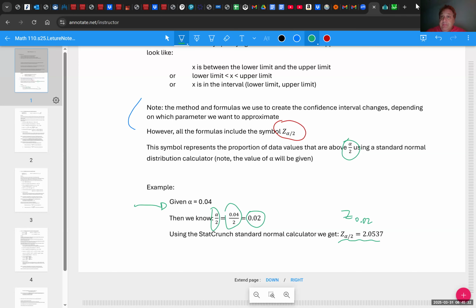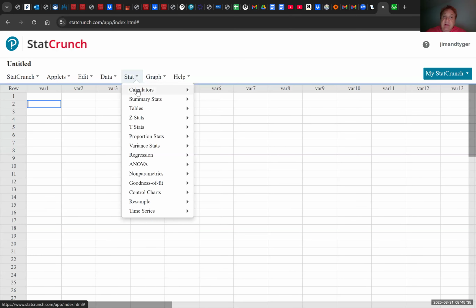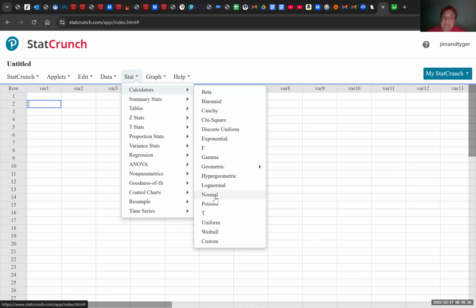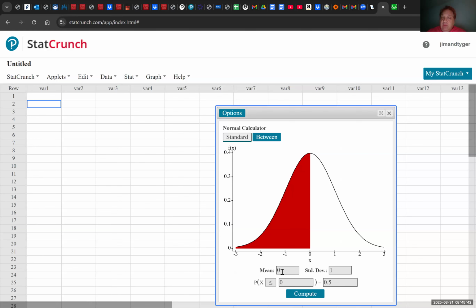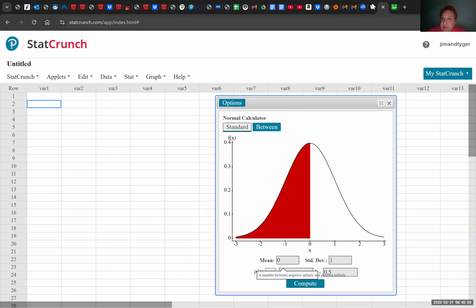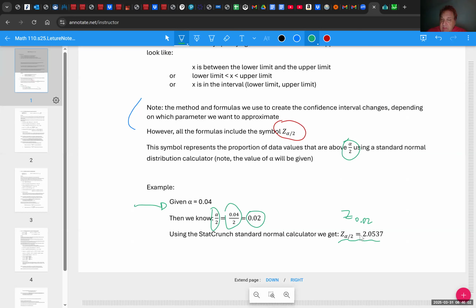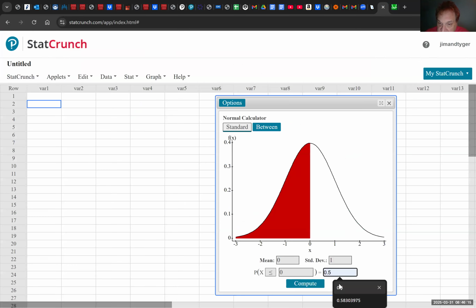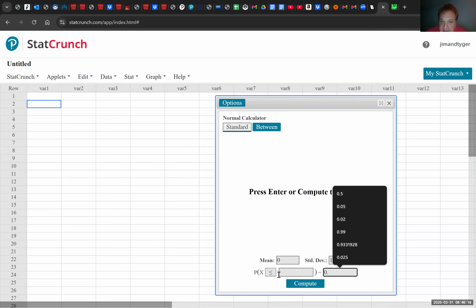So I'm going to go over to StatCrunch. I'm going to go to my calculator and just do a normal calculator. It defaults with a standard normal calculator, which means a mean is 0 and a standard deviation of 1. And then I'm going to specify in here that the area to the right is bigger than 0.02. This is the answer I'm going to get. So the area to the right is 0.02. So I'm going to type in 0.02, and I want area to the right.